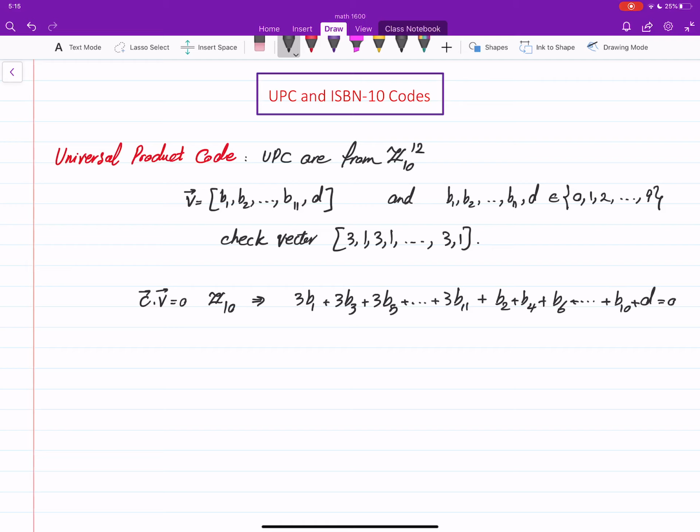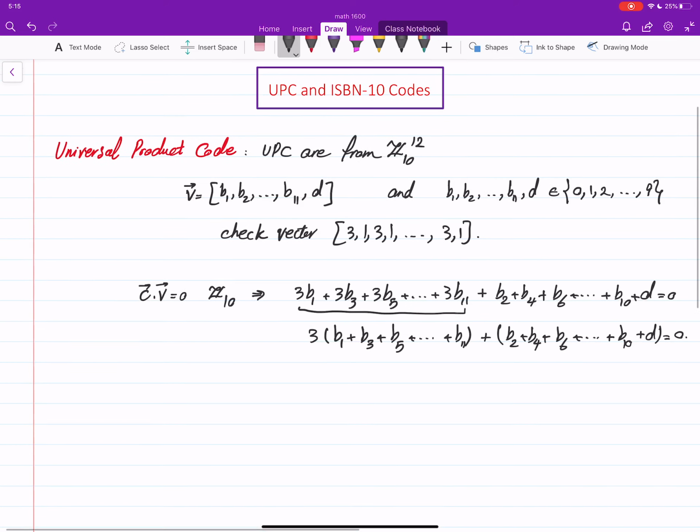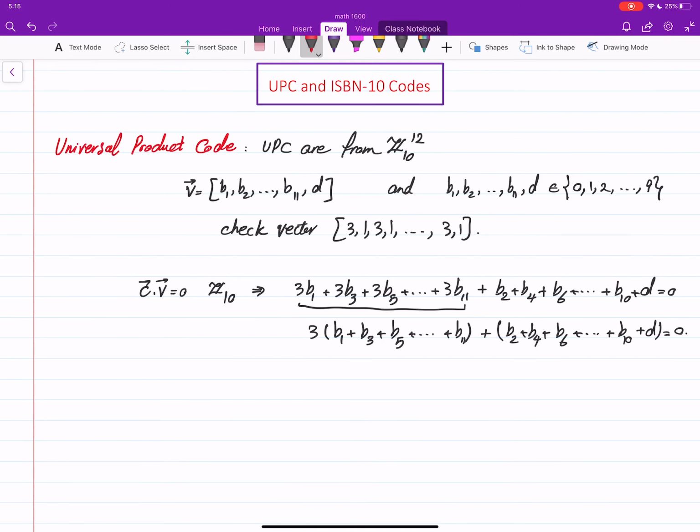Checking this, sometimes it's nice to see that you can add the digits in the odd positions and multiply by 3, plus add all the digits in the even positions. When you add these two numbers, this must be equal to 0. That's UPC, and you can find it almost everywhere.